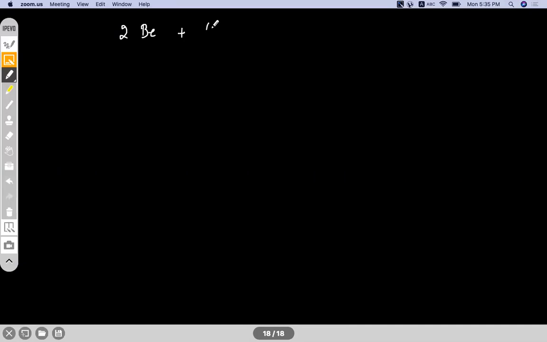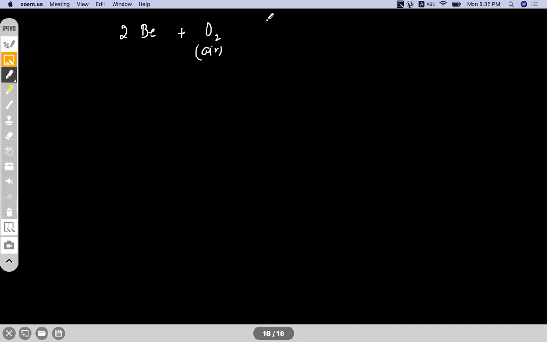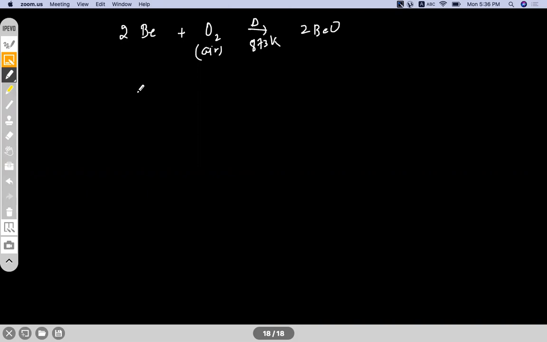2Be plus O2 from air gives BeO. The temperature we are using is 873 Kelvin or more for this reaction to proceed. With nitrogen, you see, 3Be plus N2, again from air only, it converts into Be3N2, beryllium nitride.